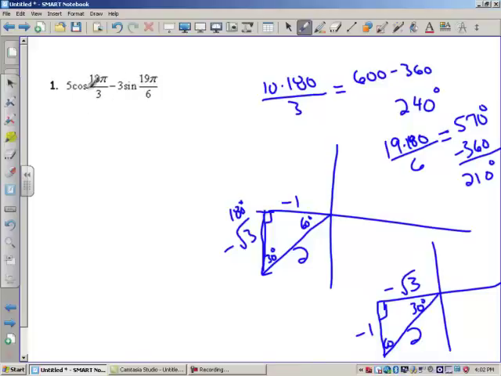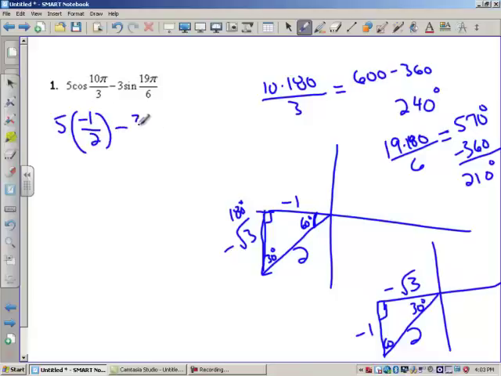I am now ready to come up here and answer what looks like a really hard question. Alright, the cosine of 10 pi over 3. This one was 10 pi over 3. And cosine is adjacent over hypotenuse. So cosine of 10 pi over 3, you look at your reference angle. Here's where you put your theta. Your adjacent is negative 1, and your hypotenuse is 2.